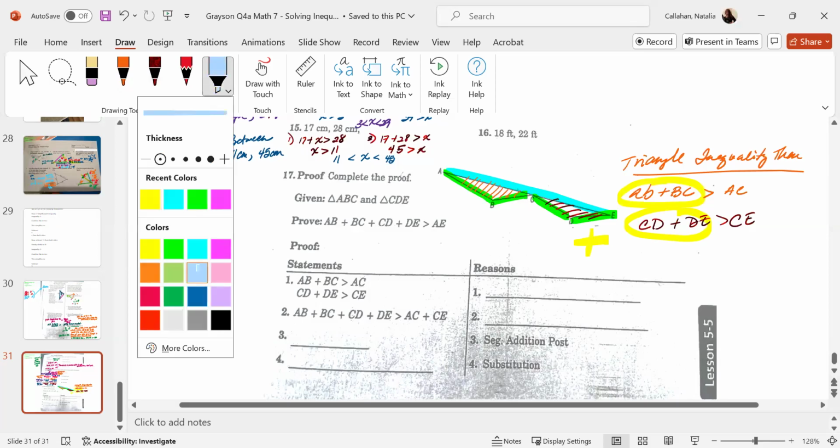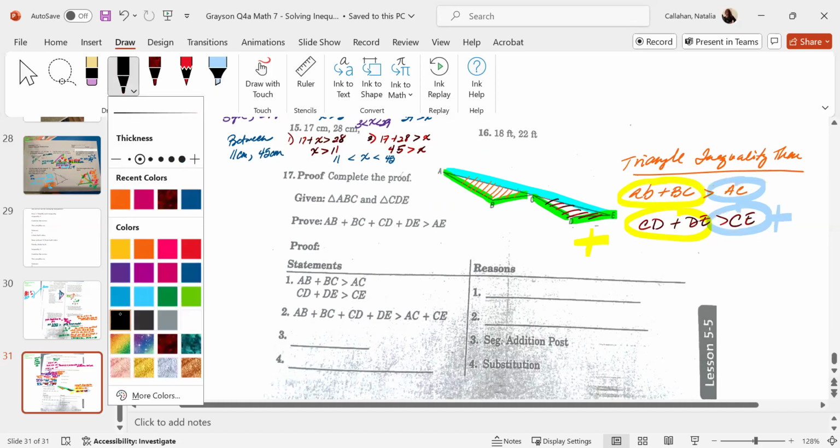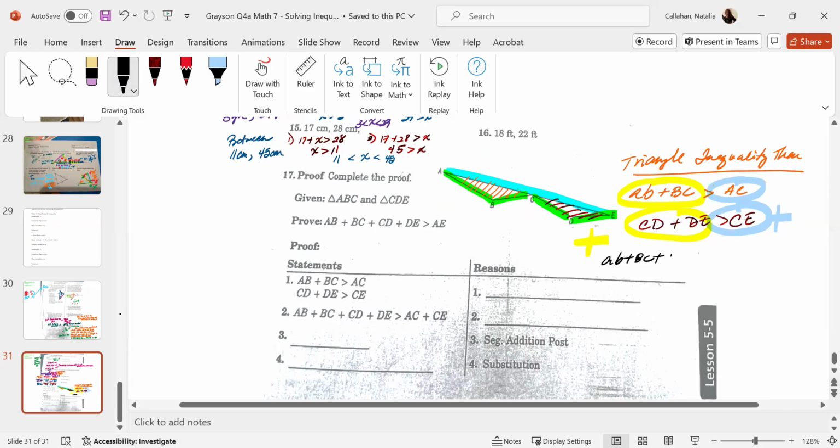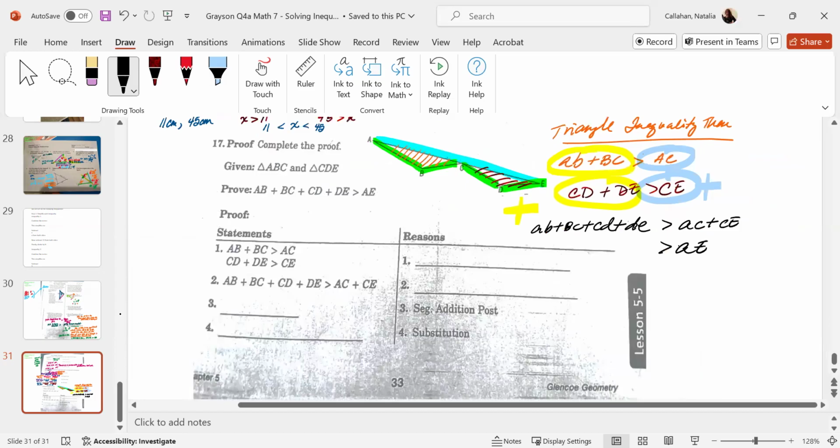What if I take the two here and add them together, and then take the two here and add them together? If I add the yellow part together, wouldn't that be AB plus BC plus CD plus DE is greater than AC plus CE? Isn't AC plus CE just going to be greater than AE? You're going to prove this step by step. Step one: AB plus BC is greater than AC. What do you think the reason is going to be?